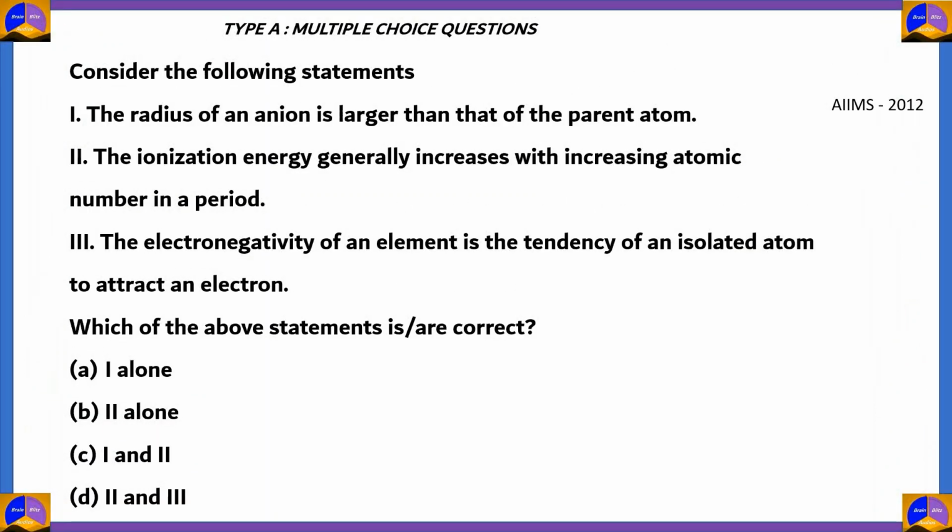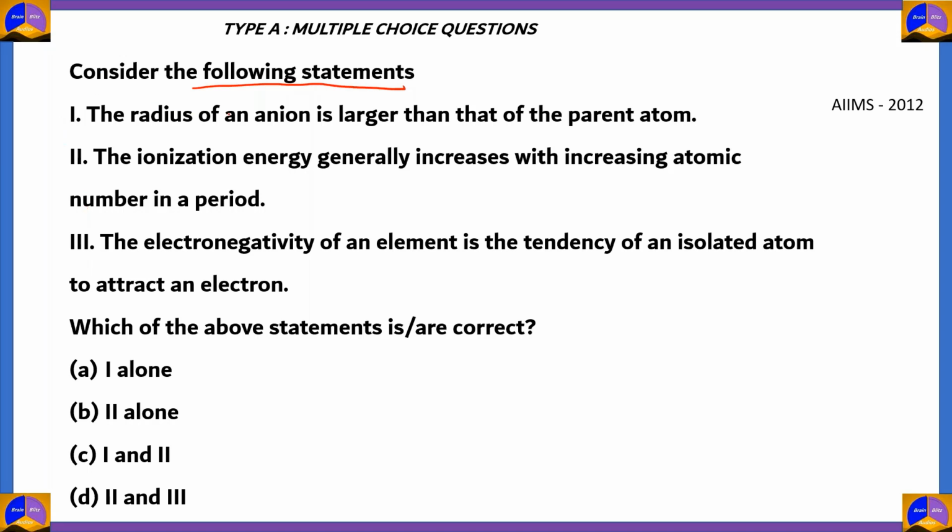So now let's move on to this question. Consider the following statements. 1. The radius of an anion is larger than that of the parent atom. 2. The ionization energy generally increases with increasing atomic number in a period. And 3. The electronegativity of an element is the tendency of an isolated atom to attract an electron. We need to find out which of the above statements is or are correct. So let's look at each of these statements.